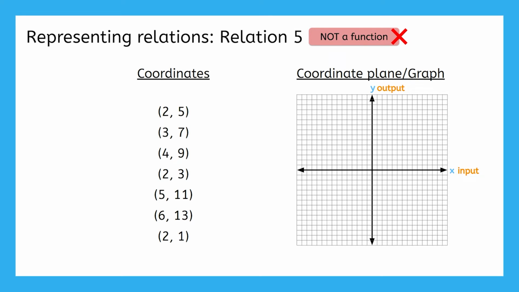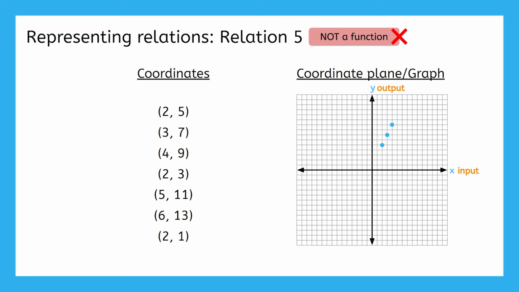So starting with our first coordinate of 2, 5, if we input 2 on our x-axis, our output is 5 on our y-axis, which means our point is right here. For our second coordinate of 3, 7, if we input 3 on our x-axis, our output is 7 on our y-axis, which means our point is right here. Let's do one more together, 4, 9. So we input 4, and we get an output of 9, giving us a point right here.